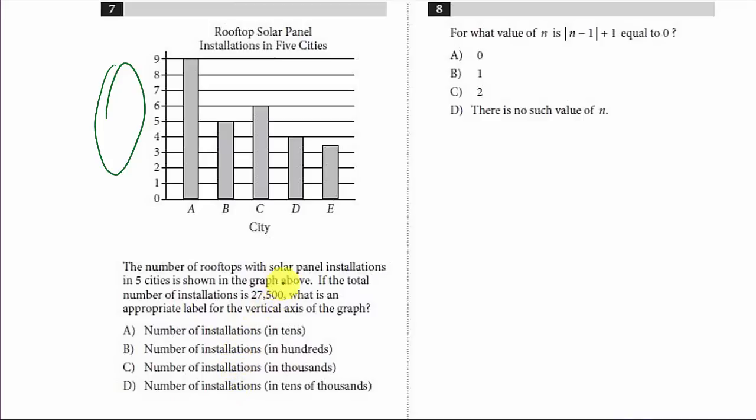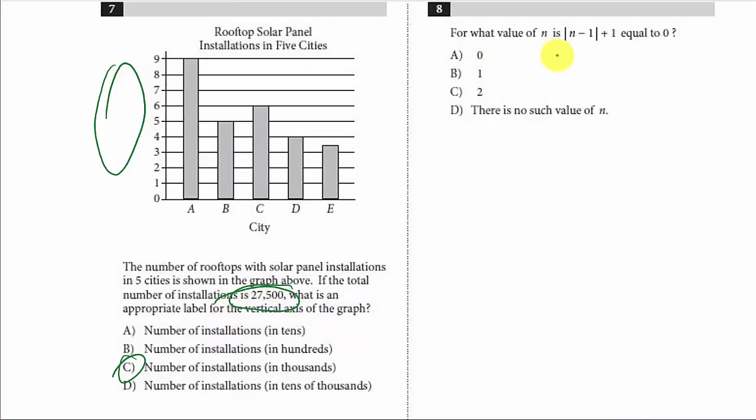Well, it says the total number is 27,500. So, I mean, if we add all these up, we're not even near to being in the thousands. And we wouldn't want to add these up in the hundreds either, or even the 10,000s, because if it was 10,000s, that would be 90,000 right there, okay? So I'm saying it's going to be C, in the thousands, because this would be 9,000, 5,000, 6,000, and so on. So that would be the appropriate label, because that's going to get us to that a lot better.